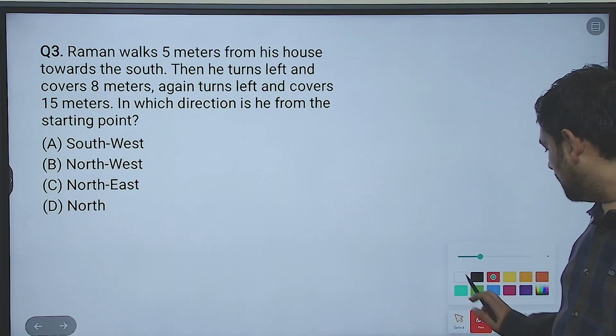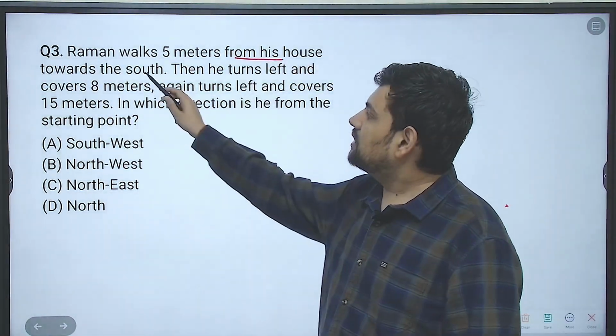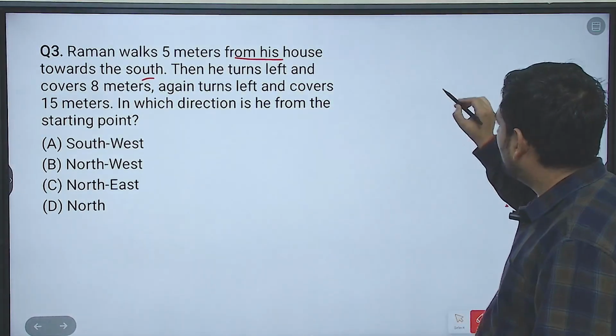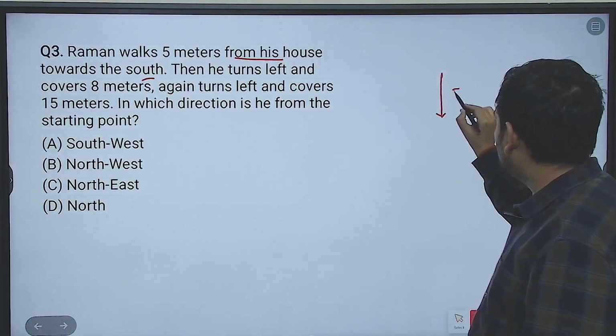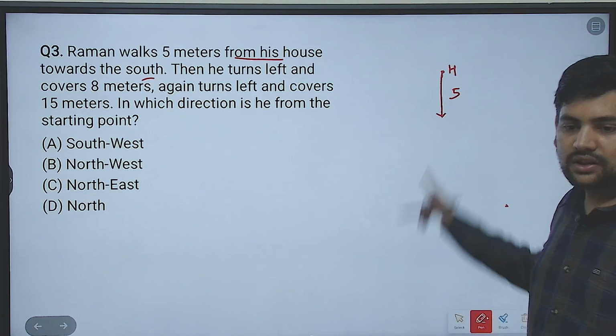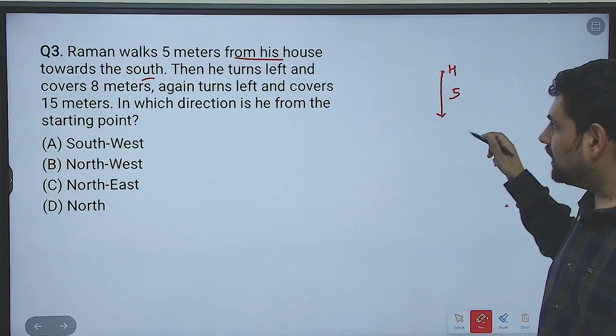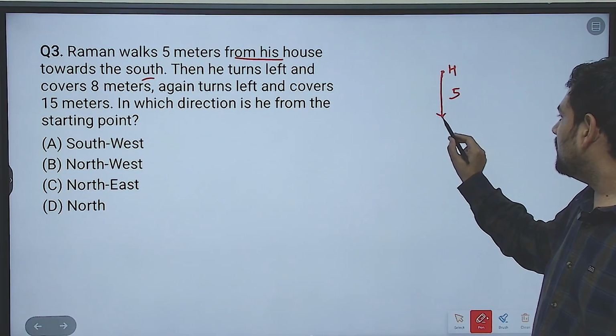Next is this. It says Raman walks 5 meters from his house towards the south. So 5 meters towards south from his house. Then he turns left. Left goes in which direction? This direction, correct? It forms an L. So then he turns left and covers 8 meters.